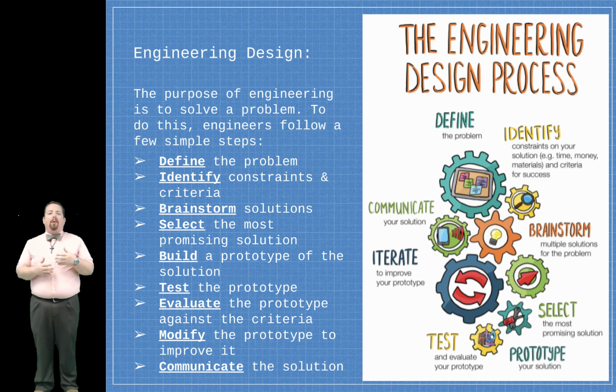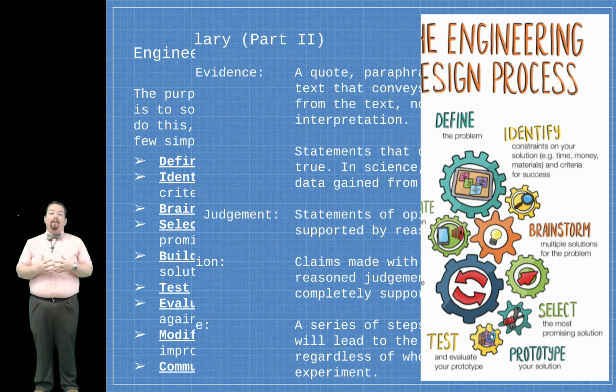After they've tested the prototype, they can collect some data from it and evaluate whether that prototype works against the criteria, whether it is successful like it's supposed to be. And if it's not as successful as they want it to be, they can go back and modify the prototype to improve it and keep repeating a few of those steps until they find the absolute best solution. Once they land on the best solution, it's their job to communicate that solution to any stakeholders involved.